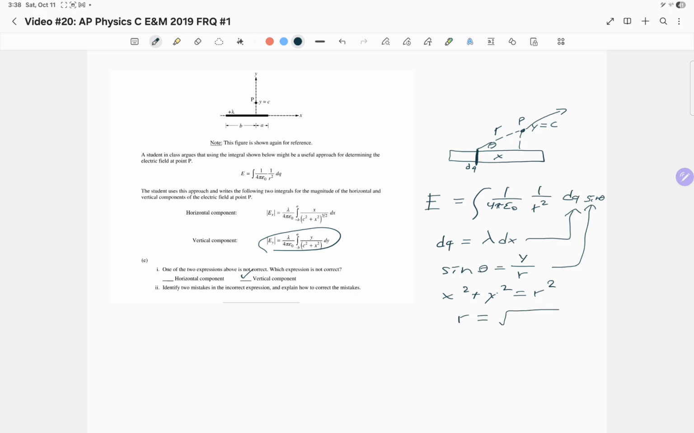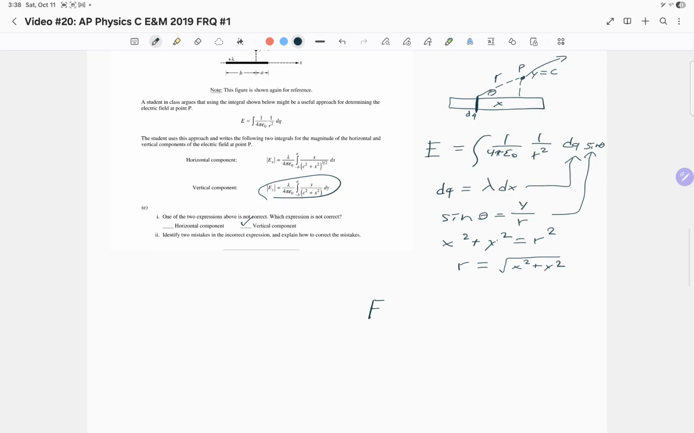r is going to equal radical x squared plus y squared. And y is just a constant, right? y is not changing, so when we go to plug this into our integral for 4 pi epsilon naught, I'll replace y with c, because y is not changing. That's why I think this is wrong, because dy doesn't really make sense, because y is a constant. I don't know why they would include that.